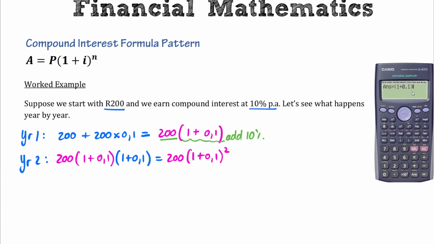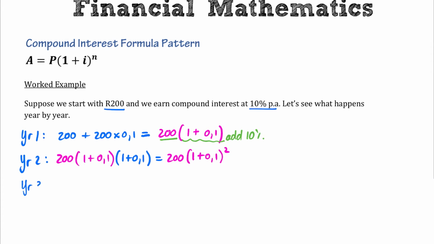So on your calculator, you can see if you had 220 and then we multiplied it by 1 plus 0.1, well, 10% of 220 is 22 Rand. If we add 22 Rand onto 220, we're going to get 242 Rand. So we can see that we can do this all in one step if we just multiply it by that bracket twice. We get that same amount of 242 Rand.